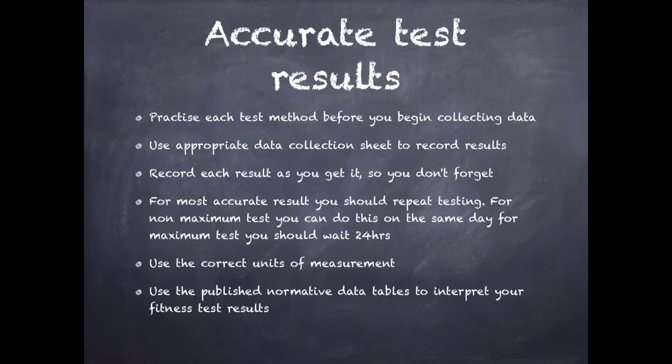repeating that test. You should always use the correct units of measurement. So for things like the BMI, you should measure your weight and your height in the right measurement. You shouldn't be measuring them in centimetres or something like that. You should measure height in metres, and you should be measuring in kilograms for your weight. And you should always use the published normative data tables to interpret your fitness test results. If you don't use that normative data, then you're just coming up with your own measures basically, and it's not going to be valid.